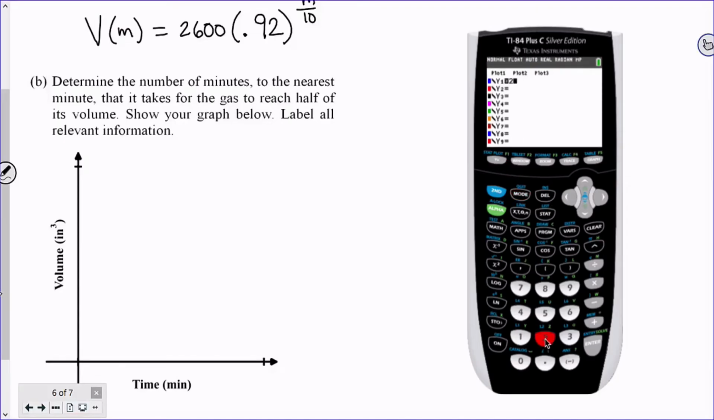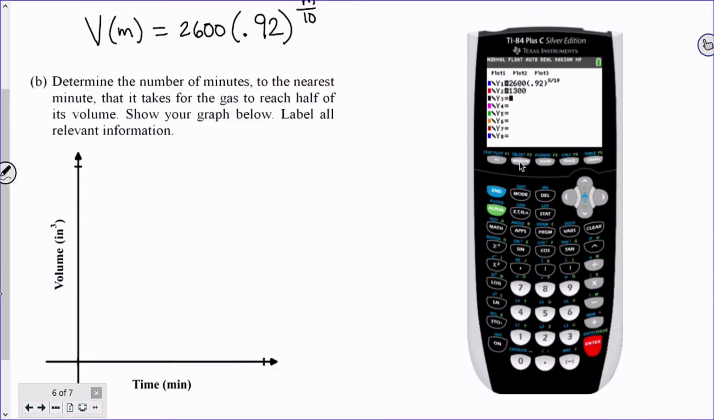Now obviously what we're going to start with is hitting y equals and getting our function in there. So I need to put in 2600 times 0.92 raised to, and here of course I've got to use x, but I'll use x divided by 10. I can't use m, in other words. Now I wanted to find out where that was going to hit half its volume. Since we started off with a volume of 2600, half of it would be 1300.